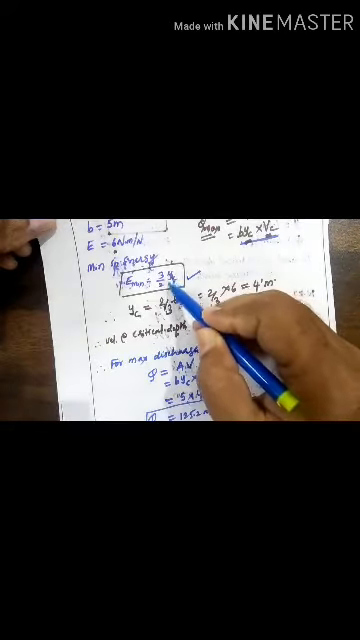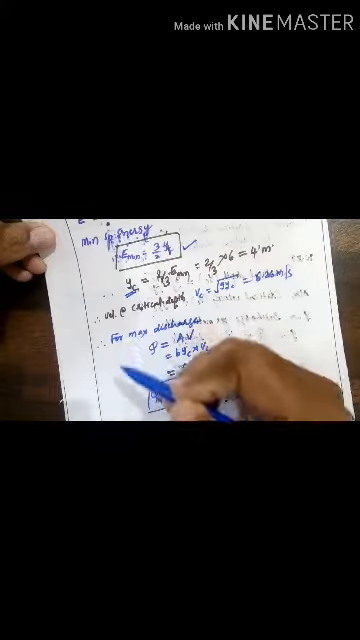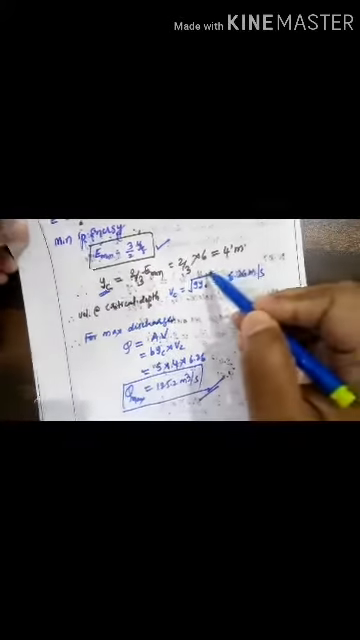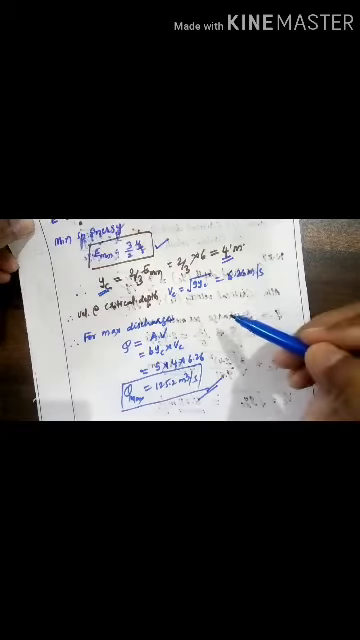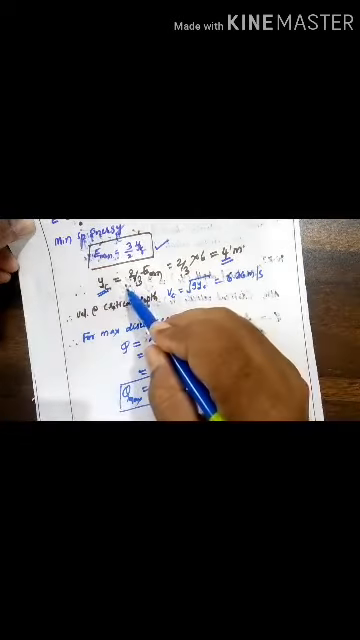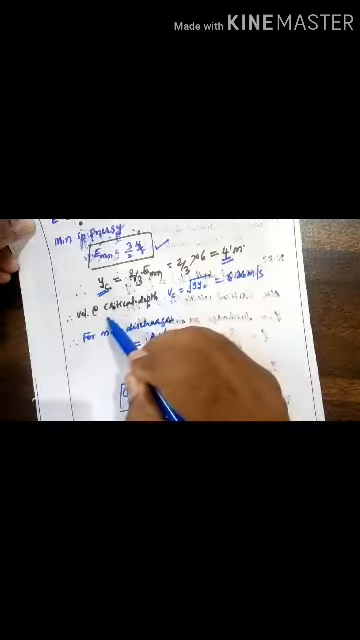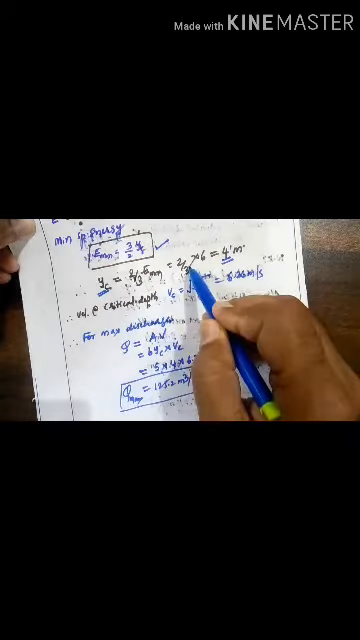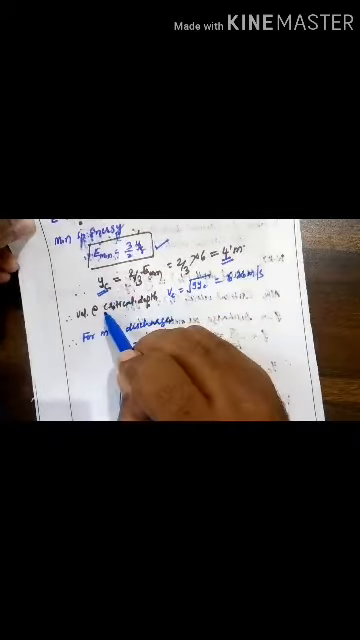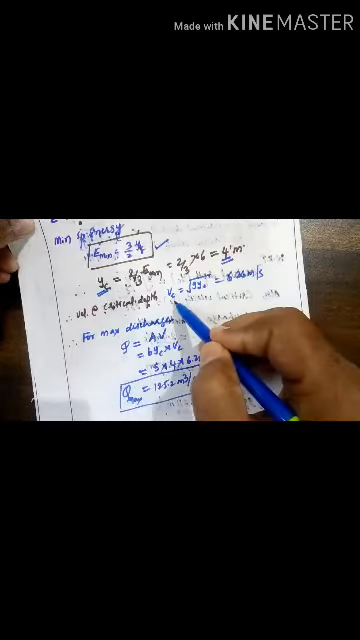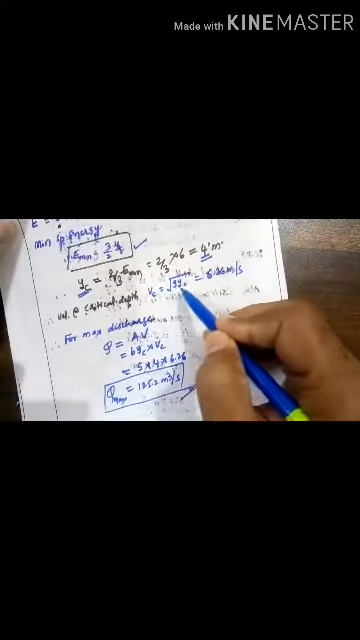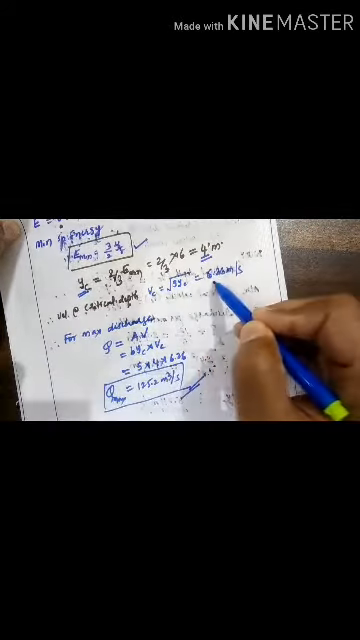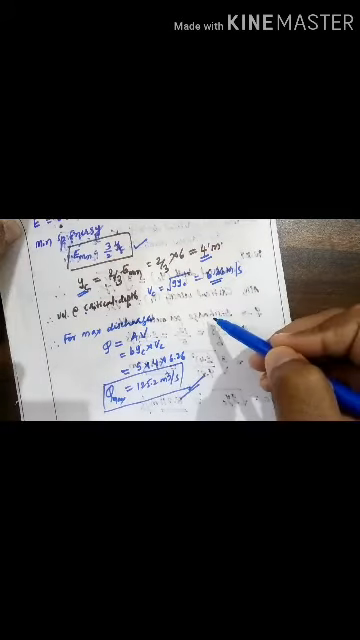This you write as 3 by 2 into YC. Then from this you get the critical depth in the channel. So we get the critical depth in the channel as 4 meter. Then at this critical depth you find the velocity. That velocity is called the critical velocity, root of g into YC. So we get 6.26 meter per second.